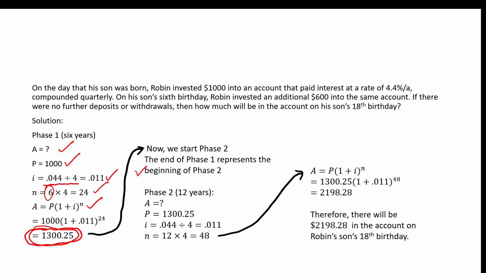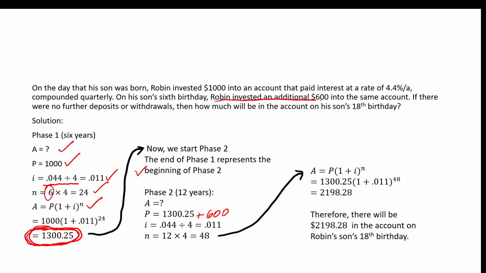Now, whatever the son ended phase 1 with is the same amount the son began phase 2 with, because it happened on the same day. So the son wakes up on the 6th birthday, phase 1 is over, and the son moves into phase 2 with $1,300.25 in the bank. Now, what happens in the next phase, there's actually an error on the screen here, so I'm going to correct it for you. What happens in this next phase is we need to add $600. So there's a little mistake on the screen, but I'm fixing it as we go.